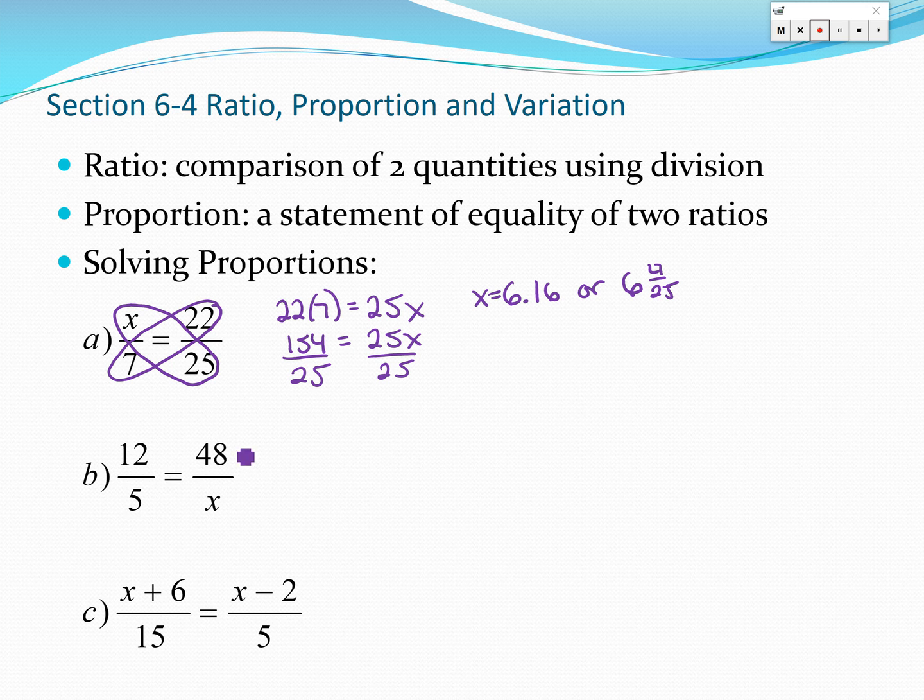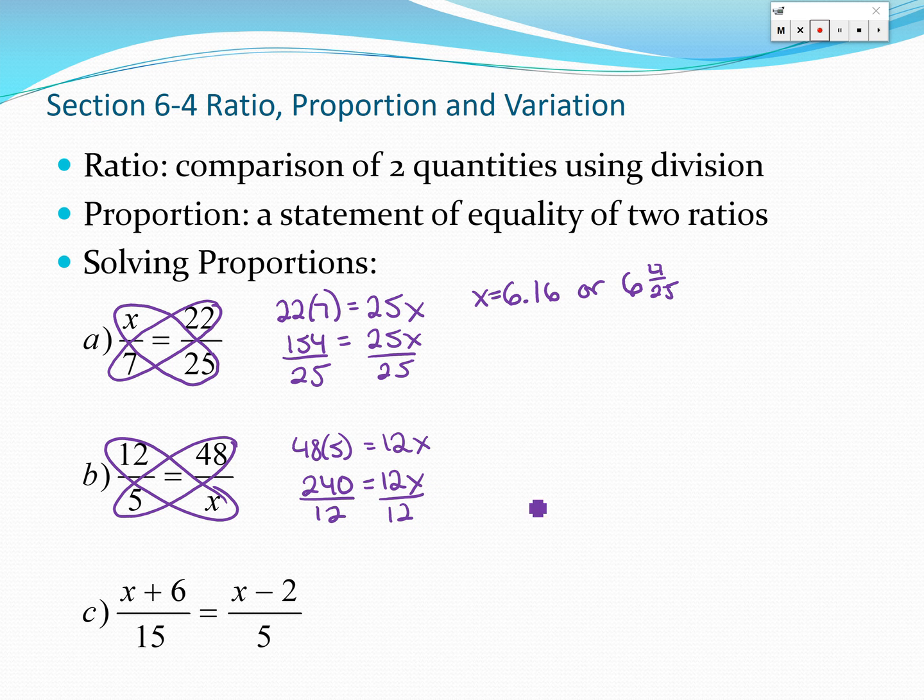Same thing in letter B. We cross multiply. So we have 48 times 5 equals 12 times x. 240 equals 12x. Divide by our 12. And we get x equals 20. So we might end up with decimal or fraction type answers. We might end up with a whole number or an integer type answer.